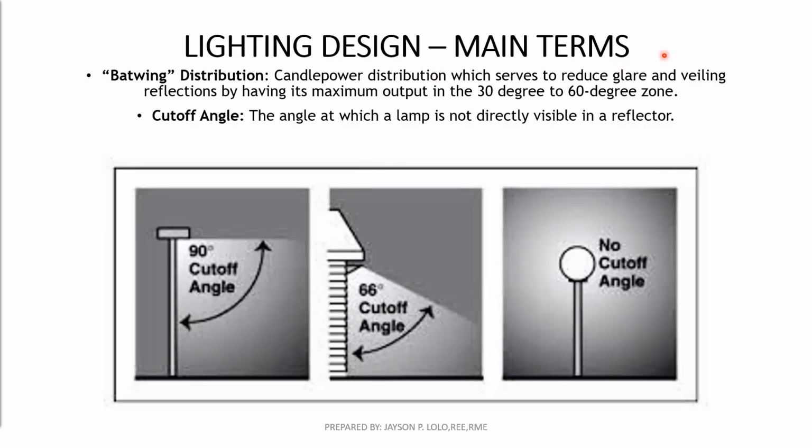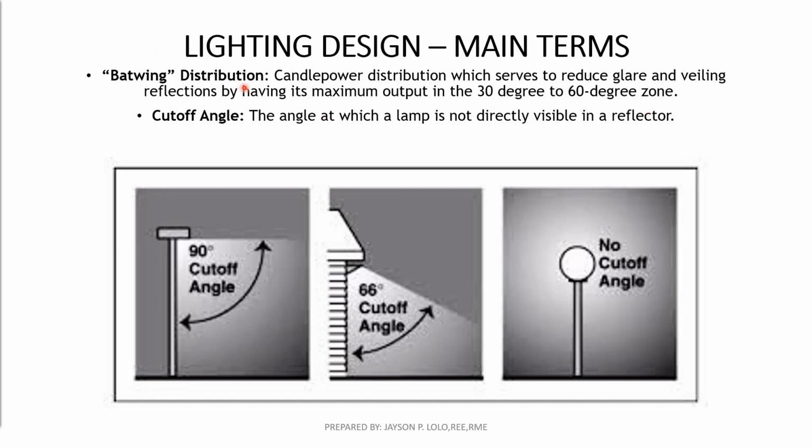The next main term in lighting design is the Batwing Distribution. This is what we call a candle power distribution, which serves to reduce glare, and we will discuss glare in the next slide, and veiling reflections, by having its maximum output in a 30 degree to 60 degree zone.